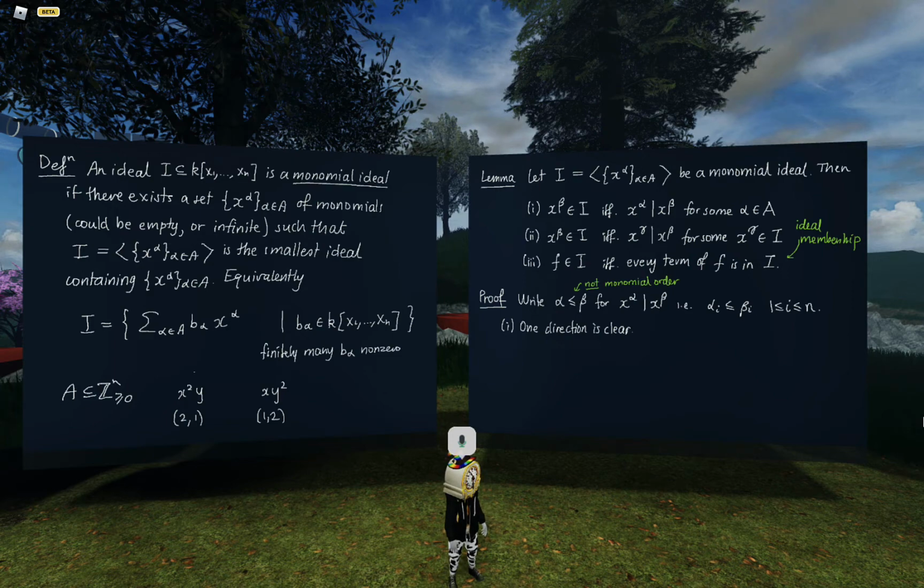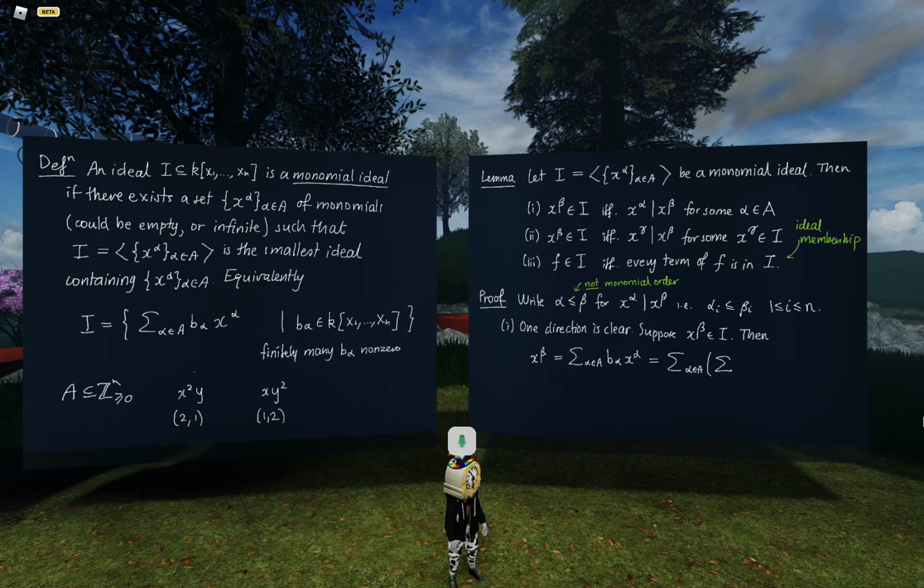Right. If x^alpha divides x^beta for some alpha in A, then x^beta is a multiple of x^alpha and therefore is in the ideal. So let's suppose that some monomial belongs to the ideal. Well, that means by definition that there's some expression like that for x^beta in terms of the x^alphas, where the b_alphas are themselves polynomials, so let's expand them out.